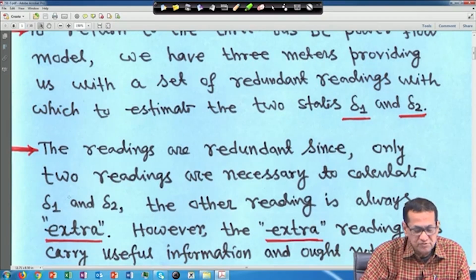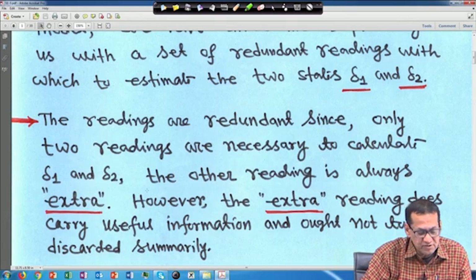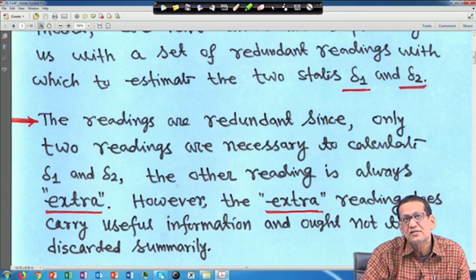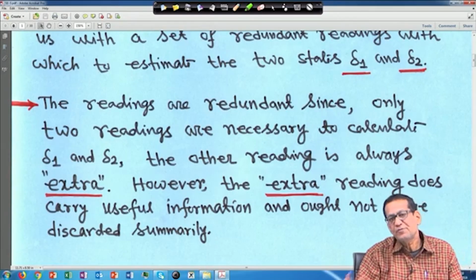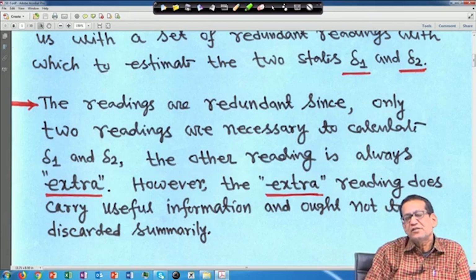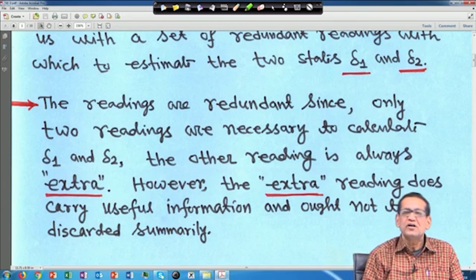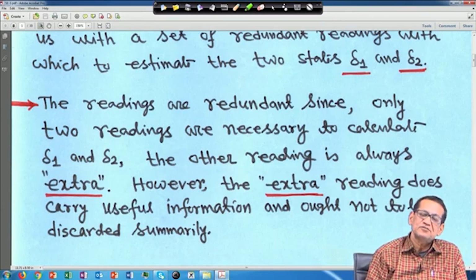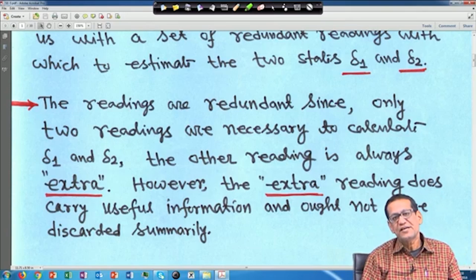The other reading is always extra, as we have seen. However, the extra reading does carry useful information and ought not to be discarded summarily. So, we cannot just discard this reading, right. We have to find some technique such that we consider all of them. In this case, the number of state variables is 2, but the number of measurements is 3, because we have 3 readings. So, the number of measurements is greater than the number of state variables, right.